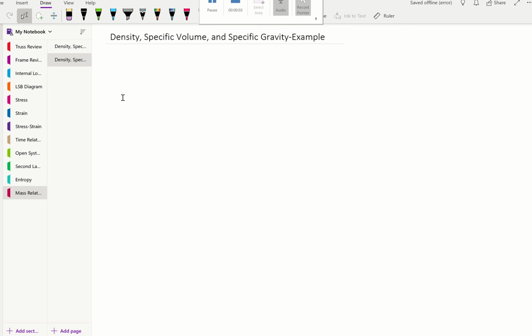In this video, we'll look at one quick example to demonstrate how those concepts can be related. Those concepts are density, specific volume, specific gravity, and specific weight. So let's see. Our problem is given that our specific gravity is 1.2, then we need to find the density, specific volume, and specific weight.